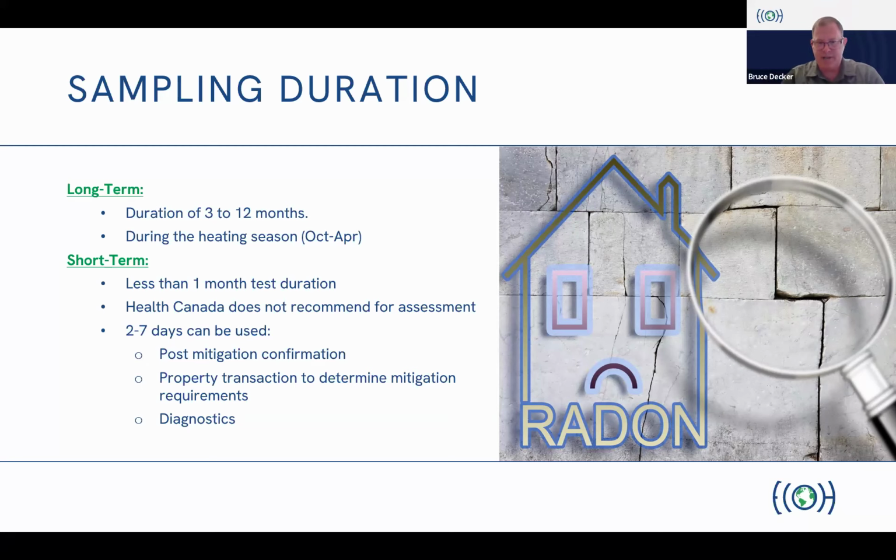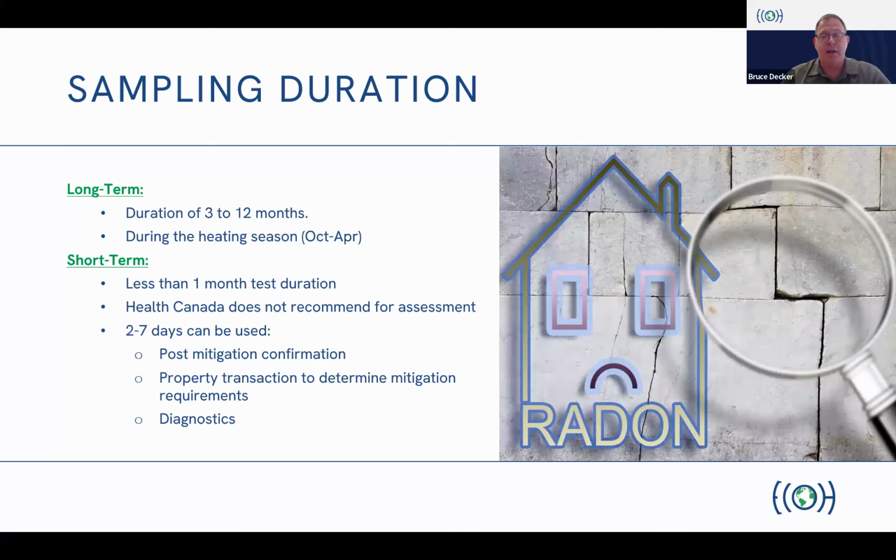There are short-term tests, and they're technically anything that's less than a month. They're usually 2 to 7 days. Health Canada says you can't use them to determine whether you should or shouldn't fix a building, but we do use them. One, if a building's high and we fix it, we want to know that we fixed it right away and we brought the levels down closer to where they need to be before we expose people for 3 months. So as mitigators, we use that as a quick check to say, yeah, we've brought the levels down, and then we always follow up with long-term.